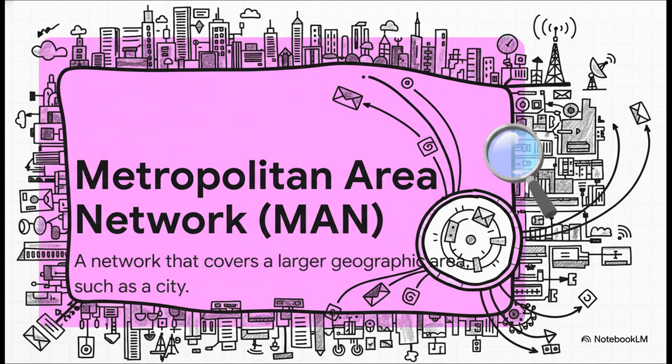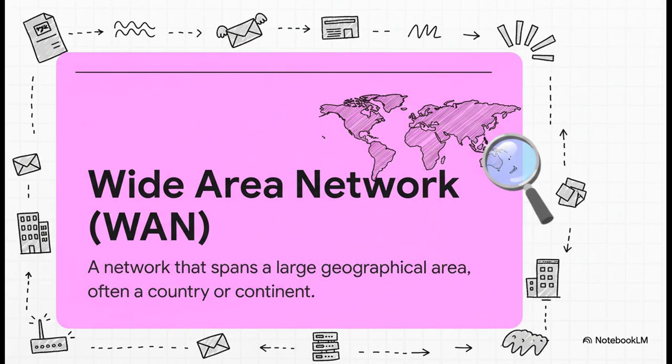From that local post office, your data might hop onto a metropolitan area network, a MAN. Now we're talking about a network that covers a much bigger area, like an entire city. This is probably the network that your internet service provider runs. So think of this as the huge central mail sorting facility for the whole city, connecting all those little neighborhood post offices together.